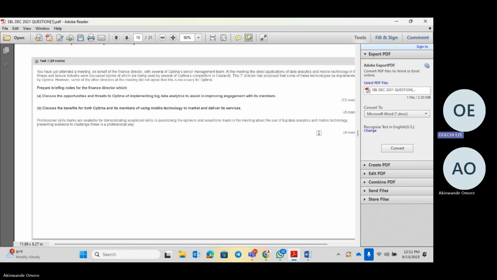The big data now and the mobile technology. I want to know what differentiates the two of them. Big data is what aids mobile technology. Mobile technology will be sitting on data. There can't be mobile technology without data. Do you get it now? Without data, mobile technology cannot function.